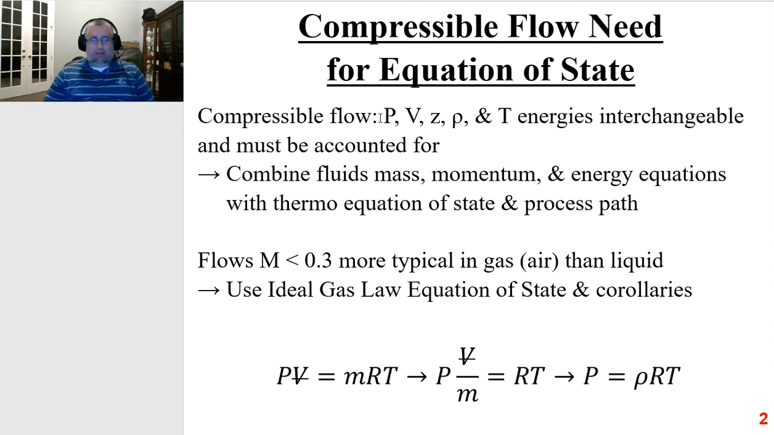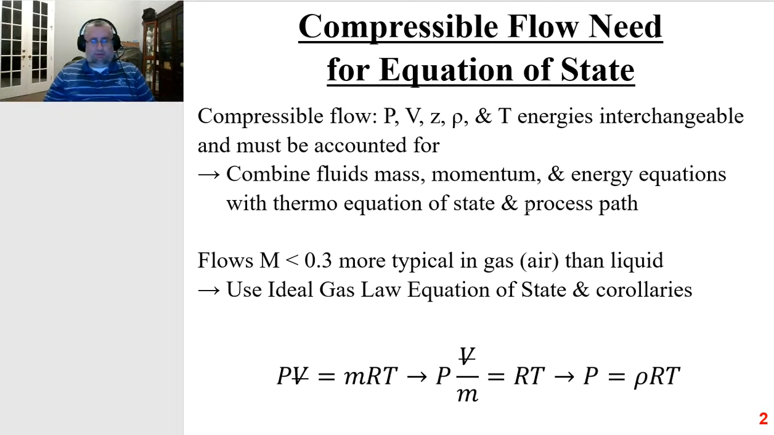And now, instead of having three unknown variables, we have five unknown variables: pressure, velocity, potential energy, density, and temperature. And so we're going to deal with now five unknowns by taking the three equations that we had for incompressible flow, which is conservation of mass, conservation of momentum, and conservation of energy embodied in the Reynolds transport theorem, and we're going to add to those three equations two additional equations to get us five equations to handle five unknowns. So the first of those two new equations is the thermodynamic equation of state for our fluid of interest, and then the second one is the process path.